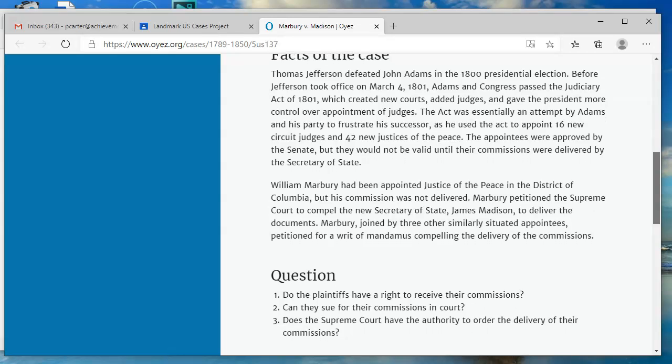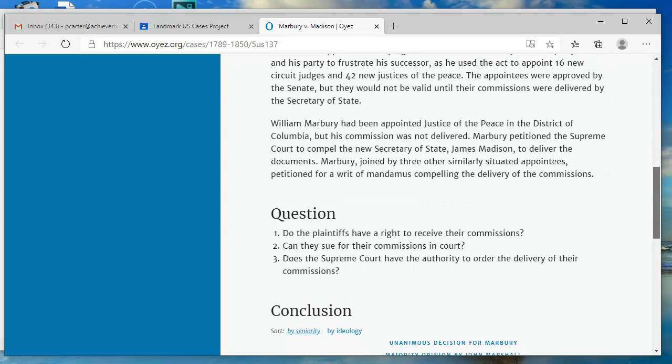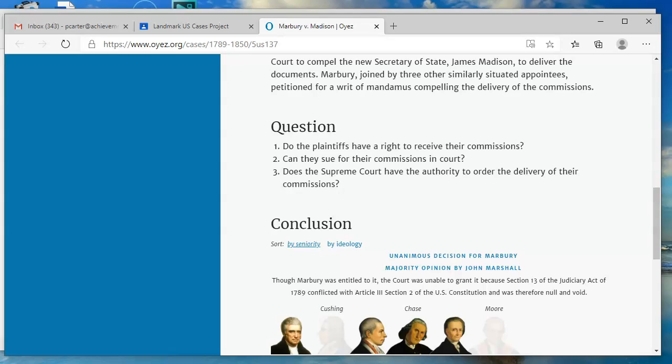Well, William Marbury had been appointed Justice of the Peace in the District of Columbia, but his commission was not delivered. Marbury petitioned the Supreme Court to compel the new Secretary of State, James Madison, to deliver the documents. Marbury, joined by 3 other similarly situated appointees, petitioned for a writ of mandamus, compelling the delivery of the commissions. A writ of mandamus is merely something that comes from the court which says you must do something. In this particular case, they were looking for a writ which says to James Madison, you've got to deliver those commissions.